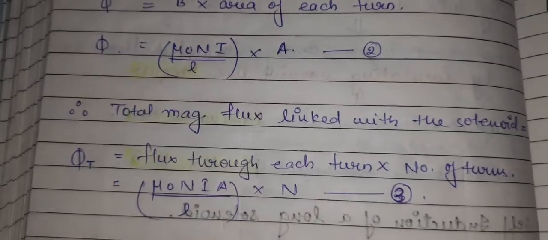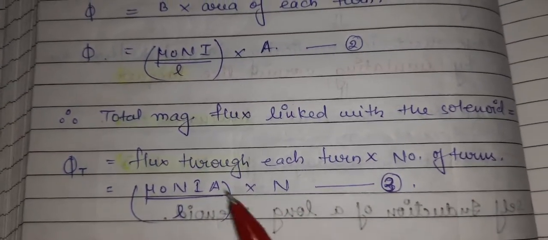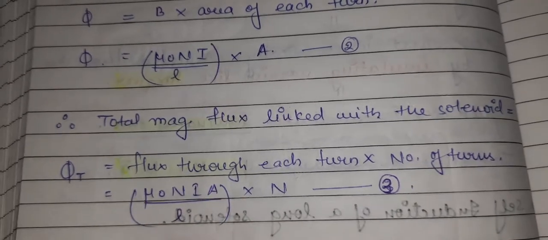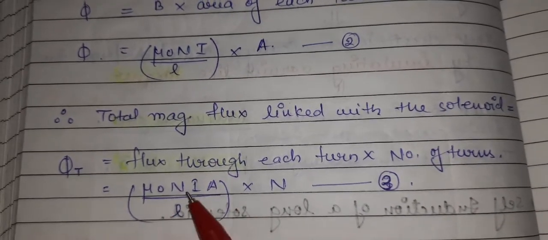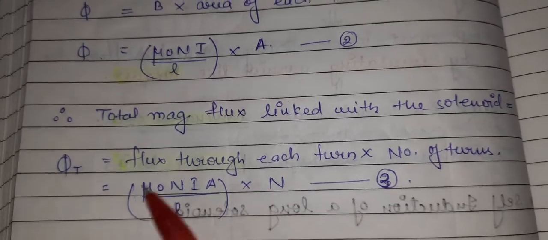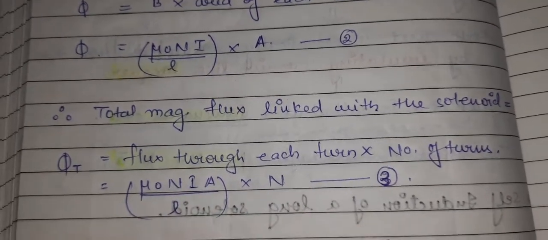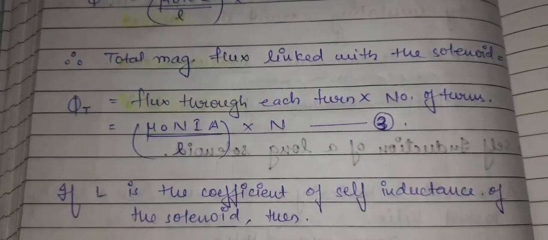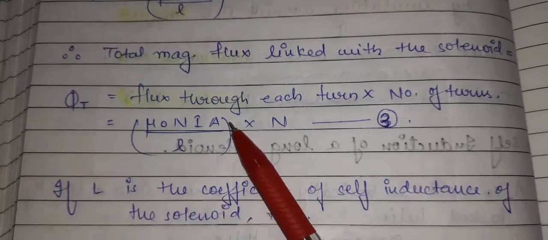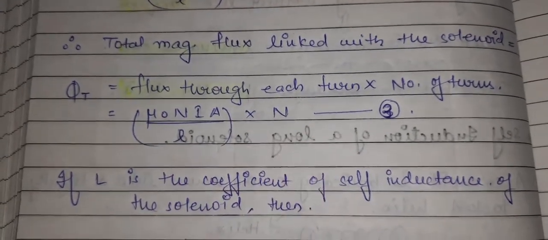So in this condition we have taken the number of turns as n, and we got to know that the flux through each turn is mu naught n I A upon L. So we have multiplied this formula with n. So what is the total flux we got? Total flux we got is mu naught n I A divided by L multiplied by n.